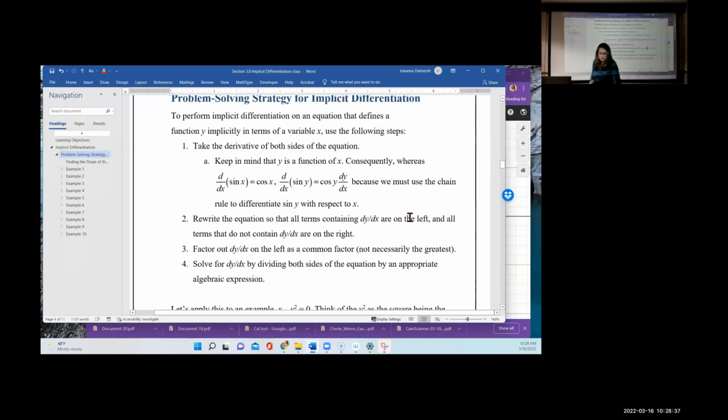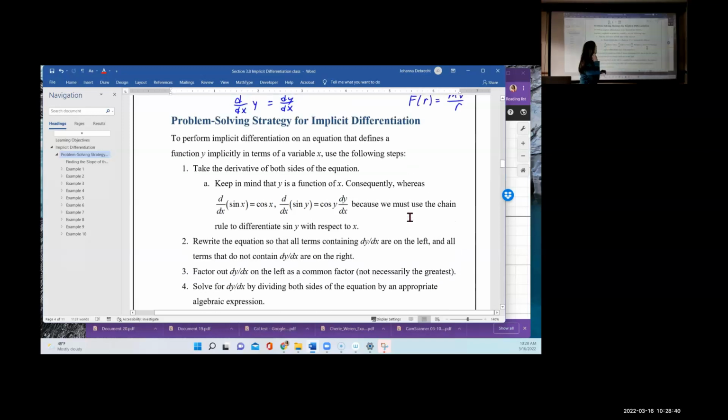Here are the steps for solving using implicit differentiation. You're going to take the derivative of both sides of the equation. So take the derivative of the left, take the derivative of the right. Keep in mind that y is a function of x, so if you have a y, it becomes a dy dx. If you have a y squared, then you apply the chain rule. 2y dy dx, derivative of the outside function, 2 times something to the first power, freeze the inside at y, times derivative of the inside function, dy dx.